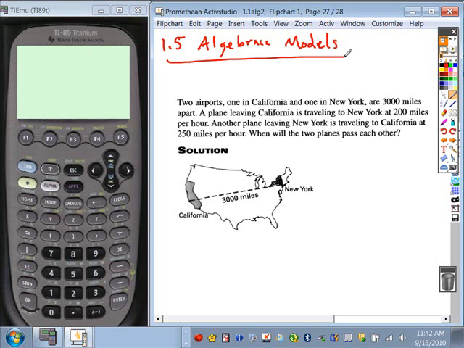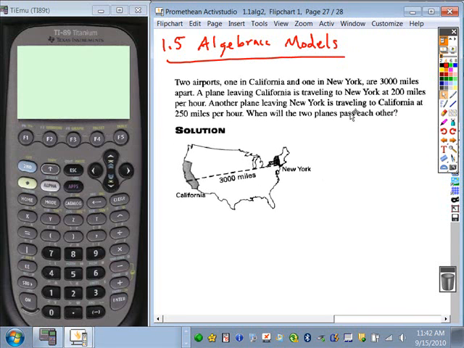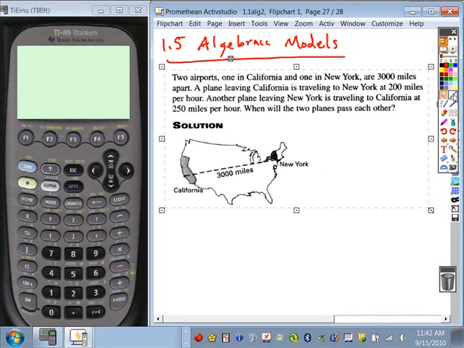Okay, so 1.5 is probably everybody's favorite story problems. And we're just going to talk about how to set them up, convert from the model that they give you into an algebraic model that you can then solve using your calculator or solving by hand. Okay, so here would be an example type problem.